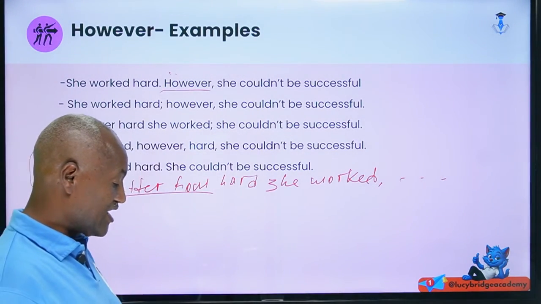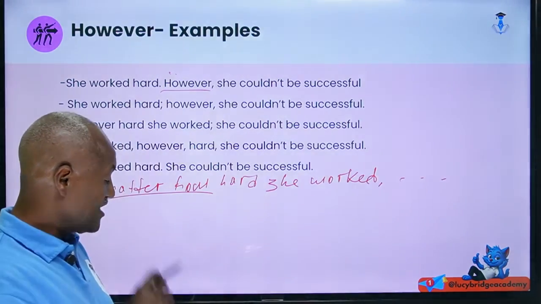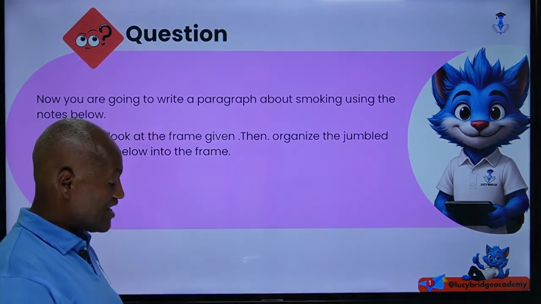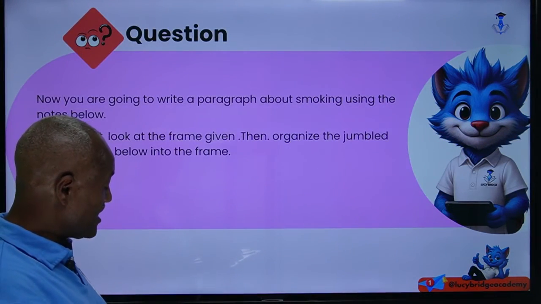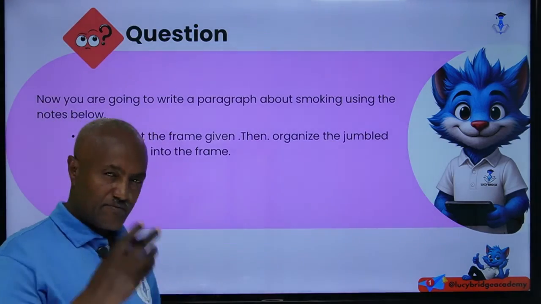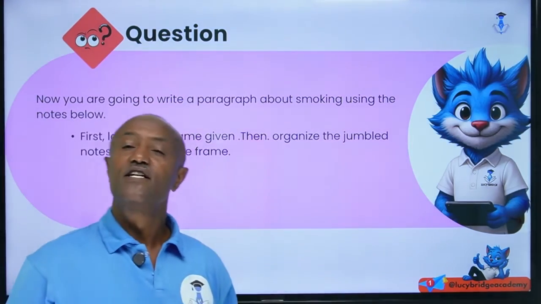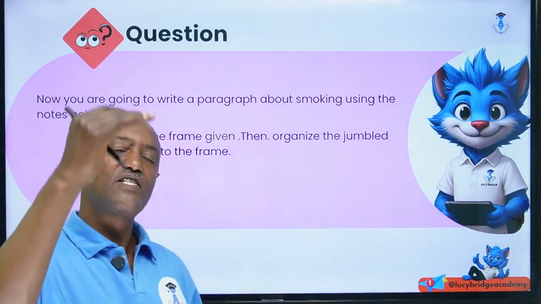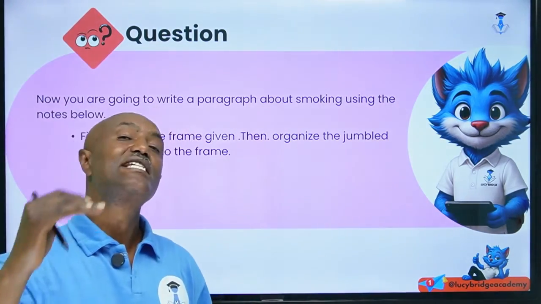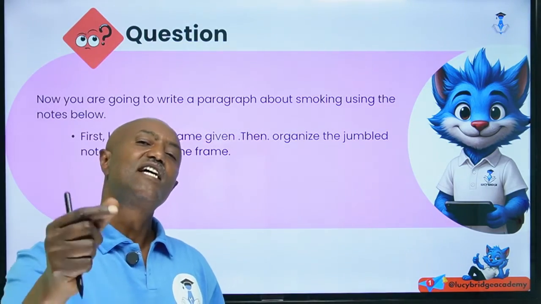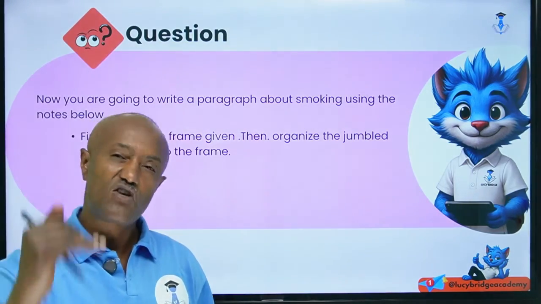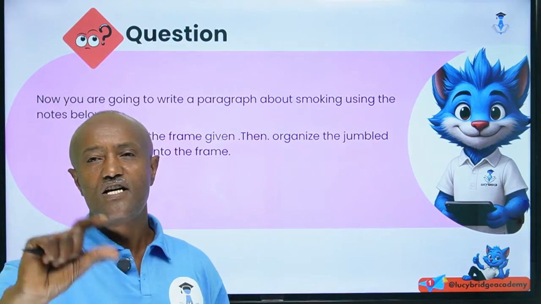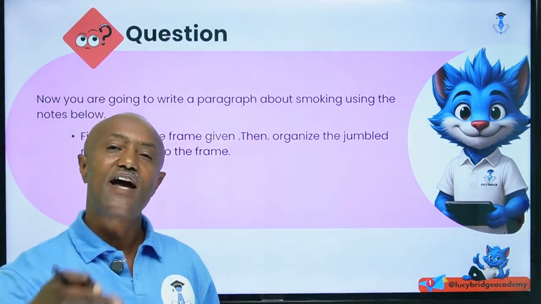This is what I need to tell you concerning this. So when it comes to now, you're going to write a paragraph about smoking using the notes below. The other important point: sometimes, in an exam or in an exercise, you'll be given jumbled sentences, meaning sentences that are placed disorderly. Then you are requested to rearrange them and put them in the right order.